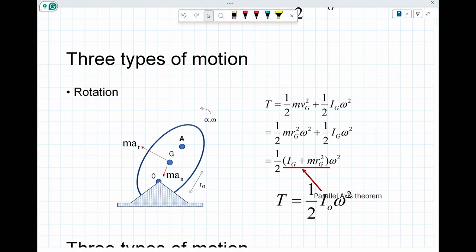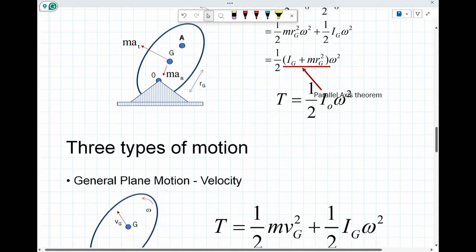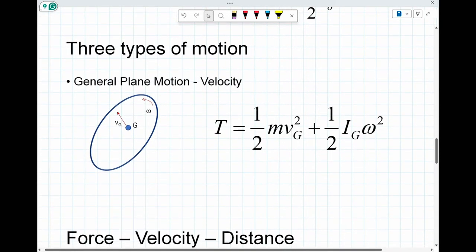And you should immediately recognize, again, fixed point rotation or a fixed zero point for velocity, that is going to be the parallel axis theorem. And if it's the parallel axis theorem, it's 1/2 I_0 omega squared. Finally, you have general plane motion. And general plane motion is just going to be a combination of both. There's no real simplification that you can do. It's just going to be 1/2 m v_g squared plus 1/2 I_g omega squared.